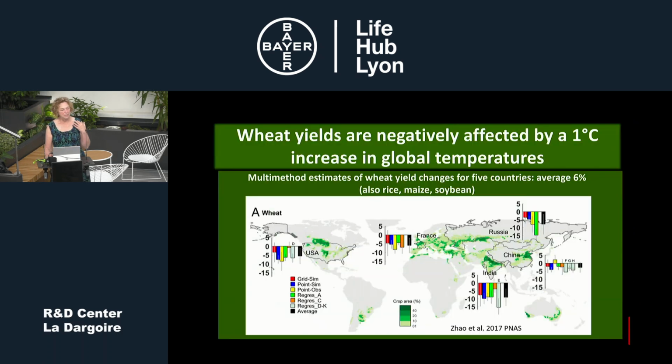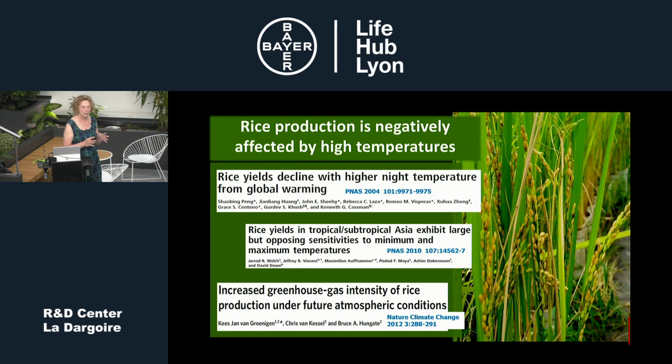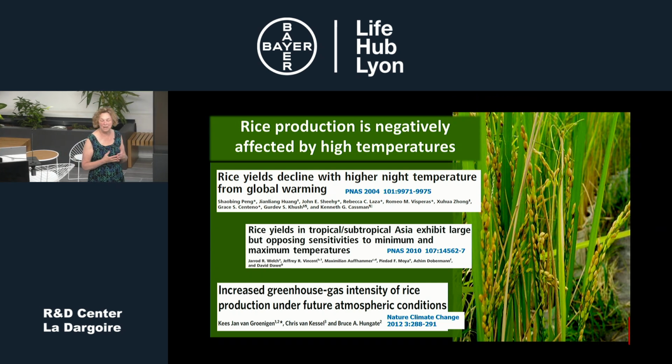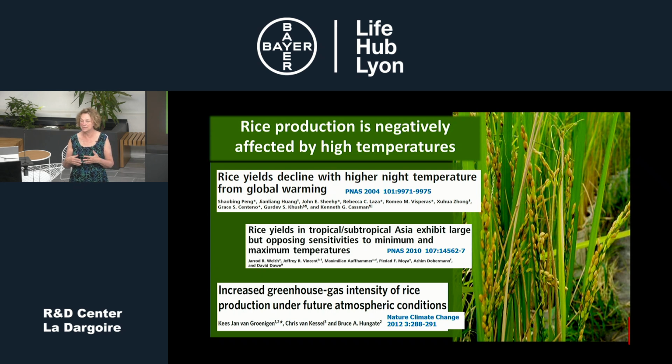For plants, or for crop plants, we know that we're already seeing effects of high temperature, and that even a 1 degree change can affect the yields negatively. And already we've seen that in many parts of the world. And in fact, I'll talk to you mainly about rice today because that's kind of the crop of my choice. Rice is not only negatively impacted by increased night temperatures, that's the most important time of day for rice development.